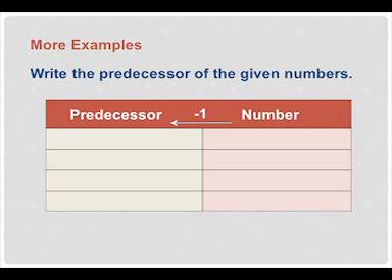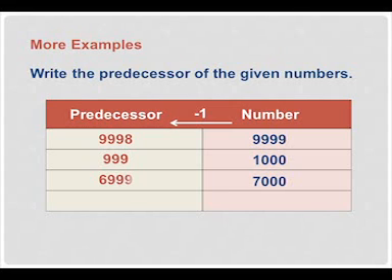So our first number is 9999 and the predecessor is 9998. Next number is 1000. The predecessor is 999. Next is 7000. The predecessor is 6999. Next is 3111 and the predecessor is 3110.